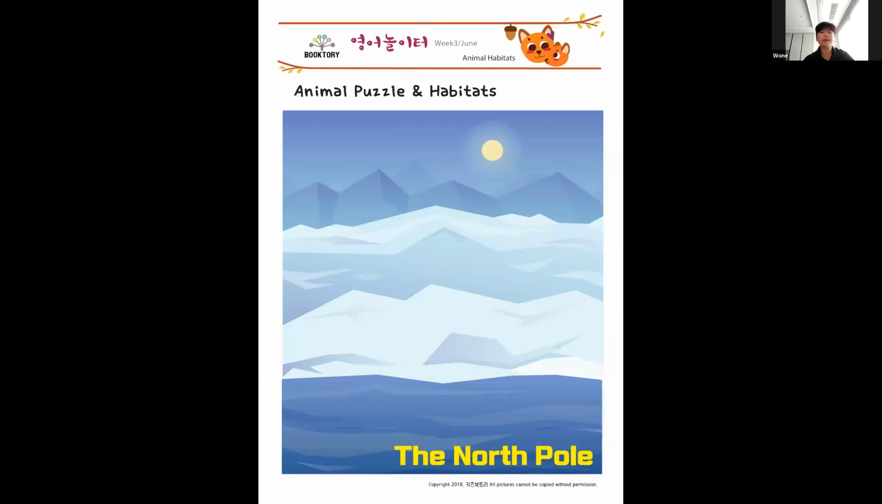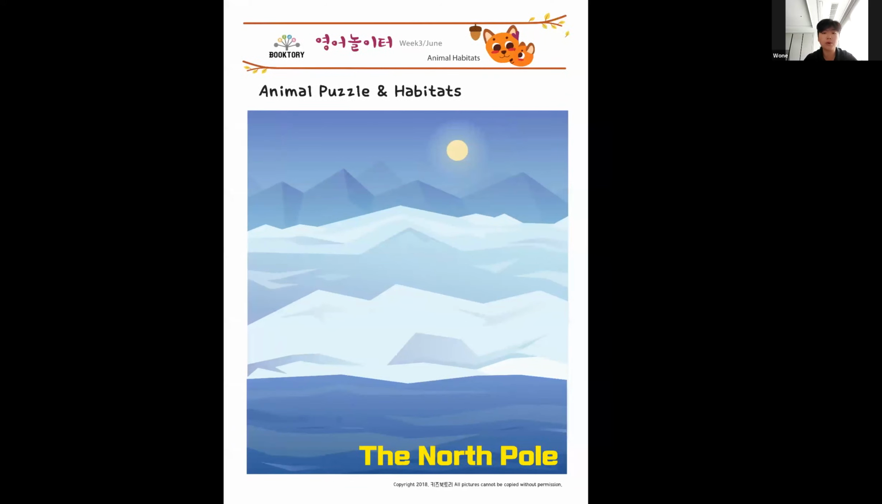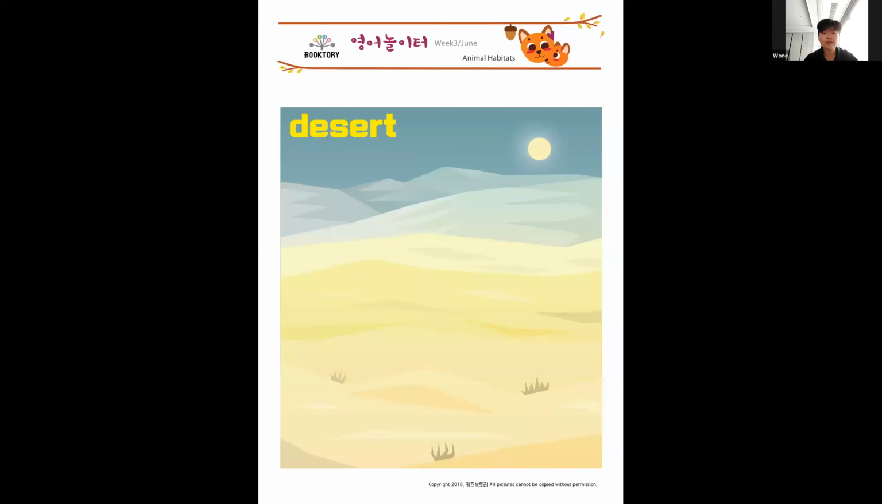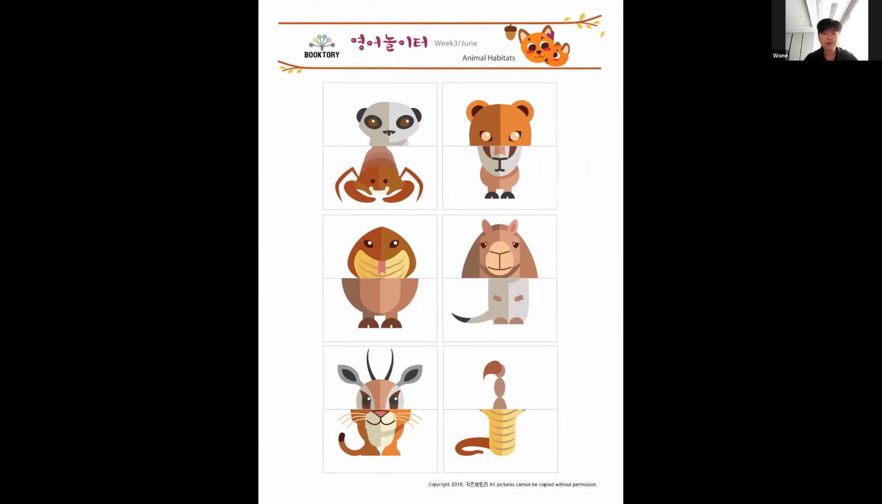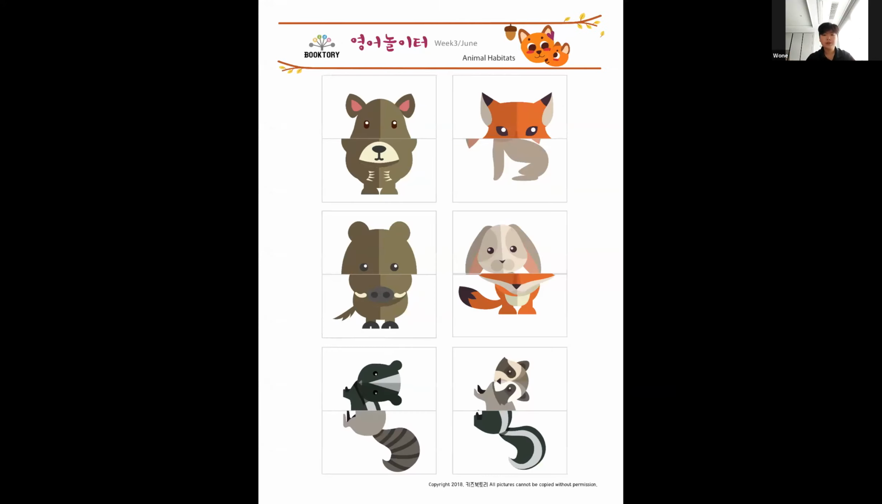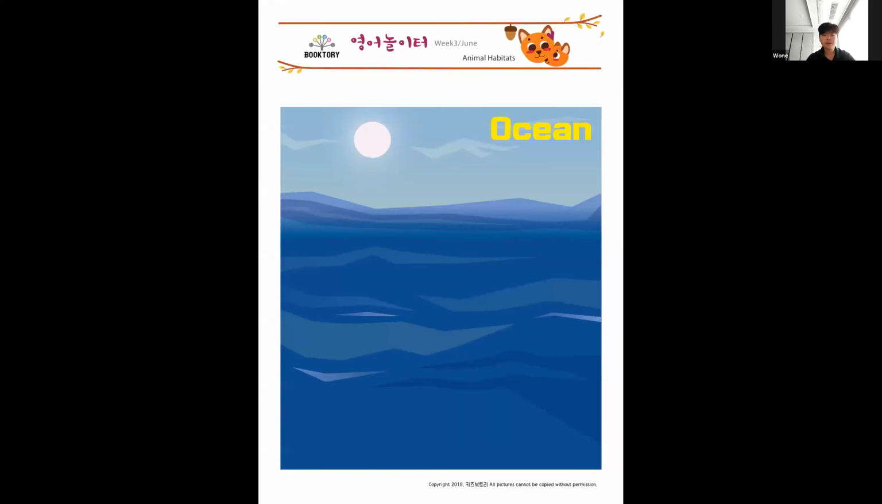And here you're going to complete an animal puzzle with its habitat. So the first one is the North Pole. You're going to cut these out, mismatched. They are all mismatched, so you're going to match them to the correct pieces. The desert. You're going to do that with the desert animals. Cut out the mismatched pieces and match them with the correct animal to its correct body. The next one is forest. You're going to do the same. The ocean.